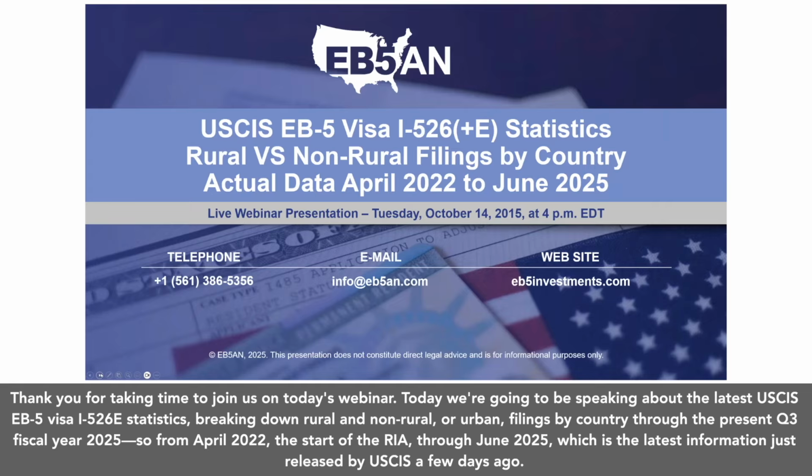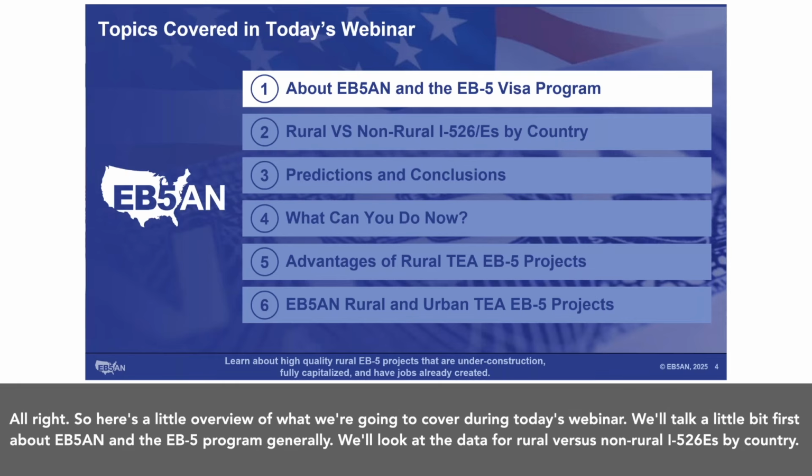Today we're going to be speaking about the latest USCIS EB-5 visa I-526E statistics, breaking down rural and non-rural or urban filings by country through the present Q3 fiscal year 2025. So from April 2022, the start of the RIA, through June 2025, which is the latest information just released by USCIS a few days ago.